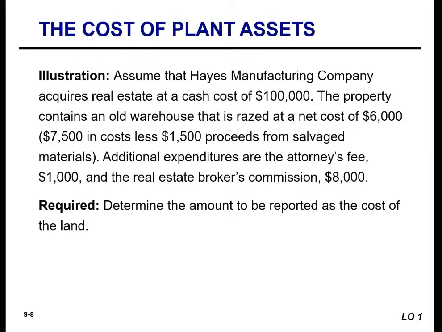We have Hayes Manufacturing Company who acquires real estate at a cash cost of $100,000. The property contains an old warehouse that is razed at a net cost of $6,000. It actually cost $7,500, but we were able to sell some of the salvaged materials for $1,500. There were some other expenditures related to this transaction in the form of our attorney's fees of $1,000 and our real estate broker's commission of $8,000. So let's figure out what the reported cost of the land on the balance sheet needs to be.